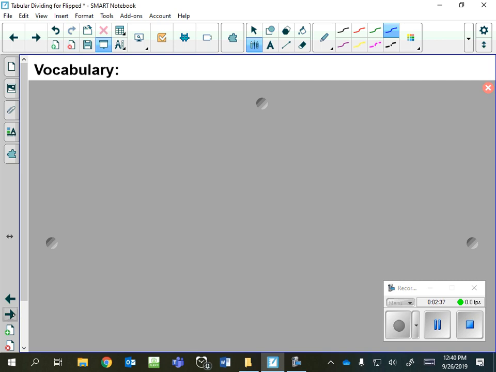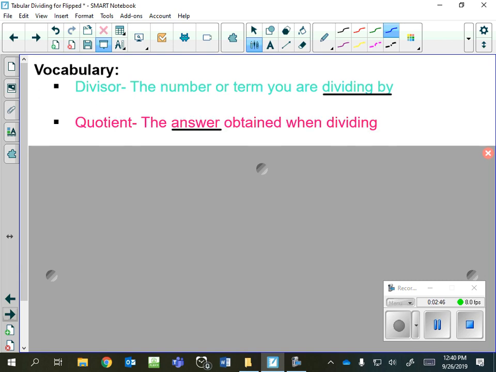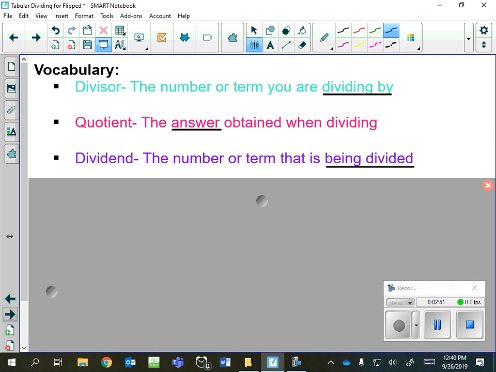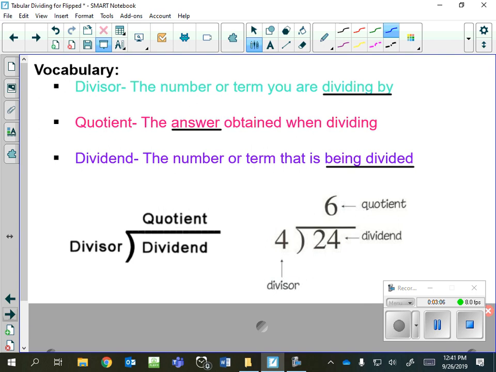So just some vocabulary. A divisor is the number or term that you are dividing by. The quotient is the answer you're going to get when you're dividing. And then the dividend is the number or term that is being divided. So there's a lot of words here that may not be familiar. Hopefully at least quotient is familiar. So I have just some pictures for you. In case you're more of a visual person, you can copy these down into your notes to help explain what each of these 3 vocabulary words are. If you need to, hit pause, and then when you're ready, you can continue.